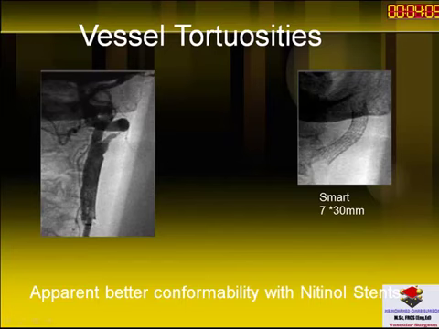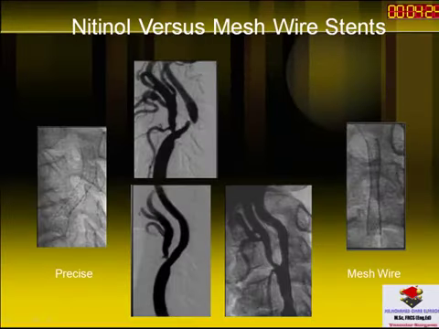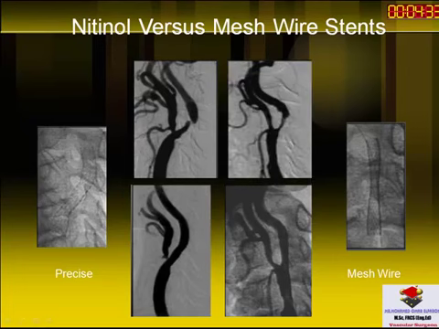a Nitinol stent like a smart stent in this patient, you will have better adaptability to the shape, and you will have a nice curve. Then you will get this picture, without a distal kink. So it is safer when you have more tortuosity to use a self-expandable Nitinol stent. Imagine that you have one patient, which is the top two pictures, and for one of them you have put a Nitinol stent, and for the other one you have put a mesh wire stent.